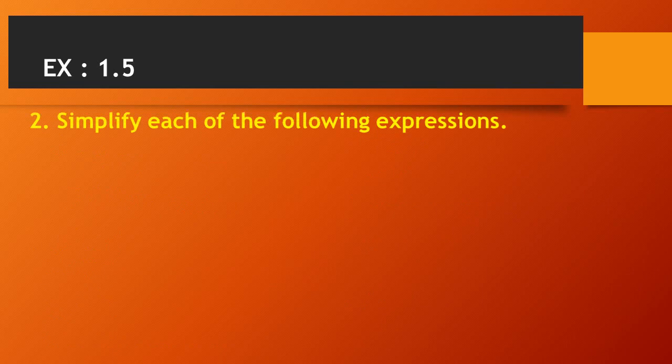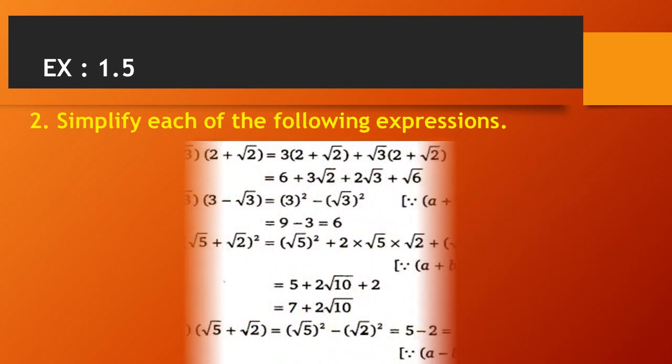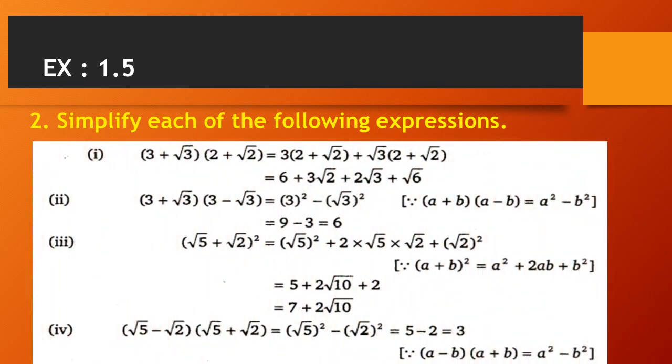Now we can start the second question in exercise 1.5. Simplify each of the following expressions. First one, 3 plus root 3 into 2 plus root 2. Multiply these two numbers. While multiplying, we get 3 into 2 plus root 2 plus root 3 into 2 plus root 2, which is equal to 6 plus 3 root 2 plus 2 root 3 plus root 6. Here we can't simplify this answer further, so we write the answer as 6 plus 3 root 2 plus 2 root 3 plus root 6.